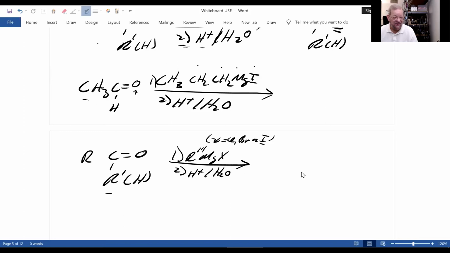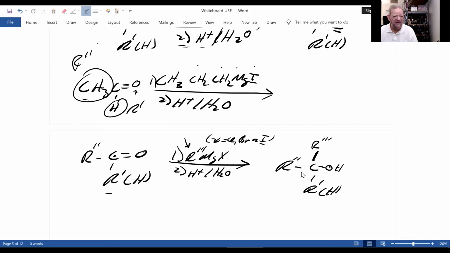And keep your eye on the carbonyl carbon, because that's where the fun is. And what's attached to it, either R prime or R double prime, opens up to an alcohol, and the Grignard forms that special thing, a carbon-carbon single bond. Well, here's my R prime, here's my R double prime, and here is my R triple prime.